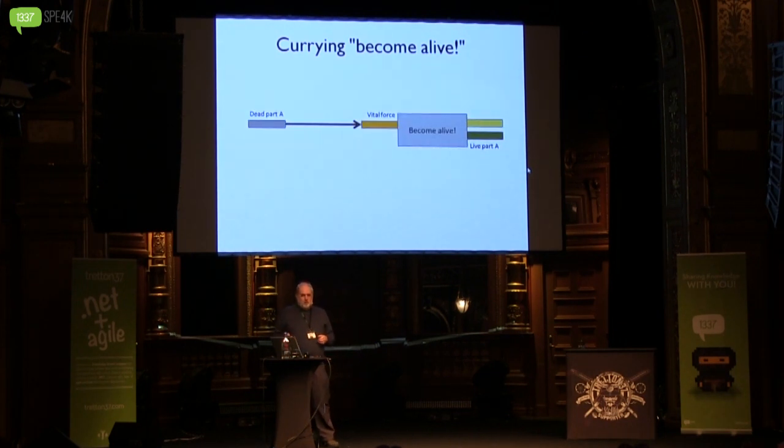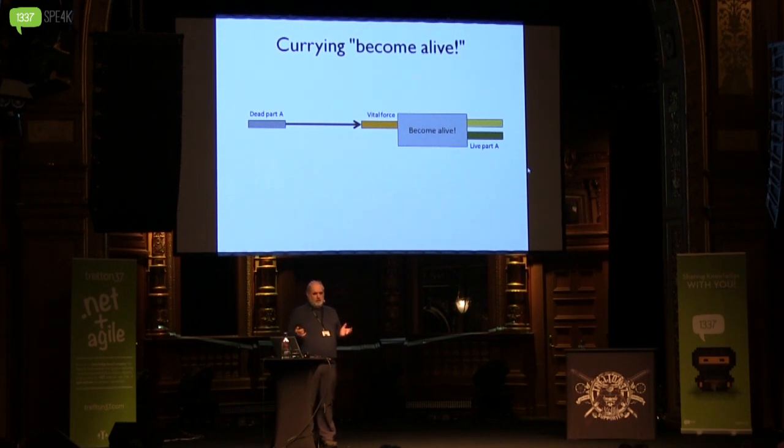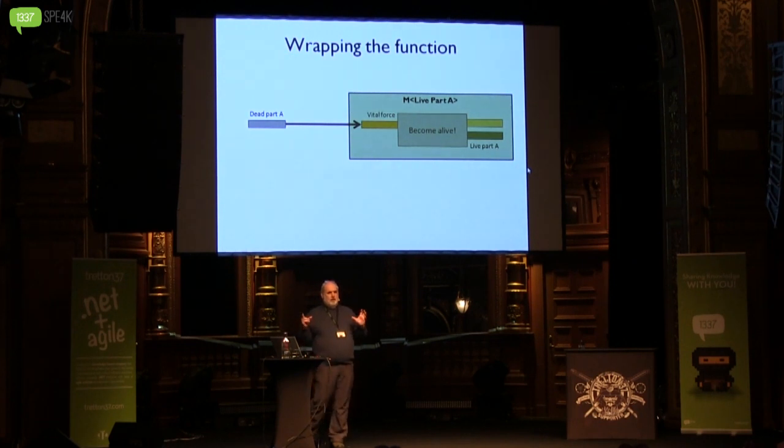So what we're going to do is use the dead part to create a function, right? So before we had this, and afterwards we have that. So that is currying right there. And then we're going to give that function a name. We're going to call it M of something, M angle brackets.